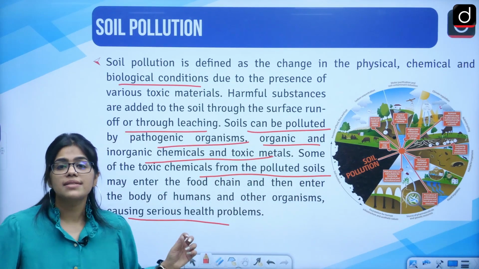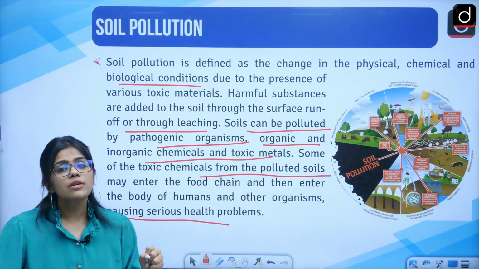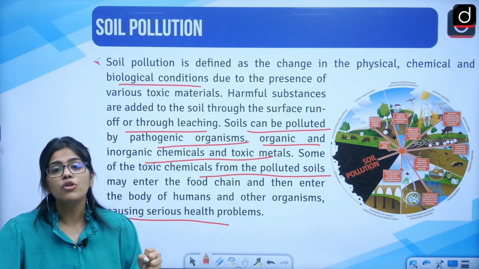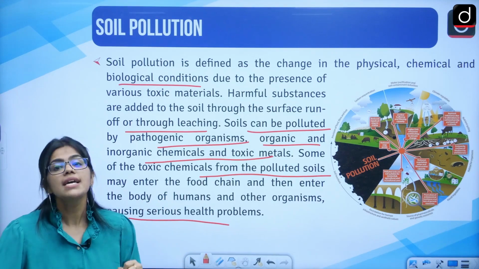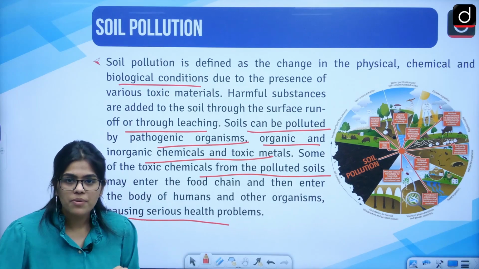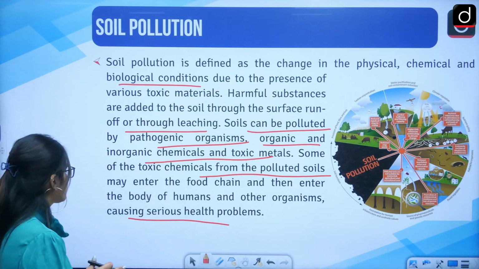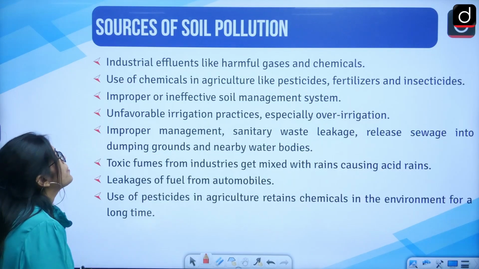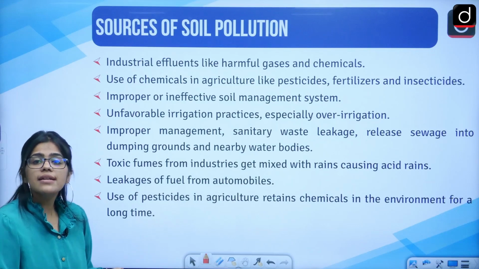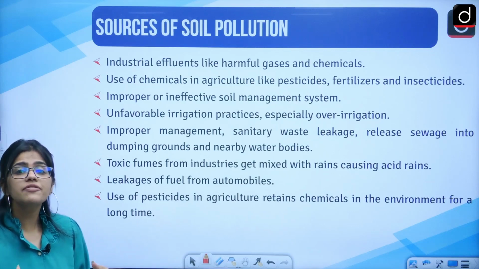Hence, it is advisable to protect the soil. Otherwise, the soil will lose its own nutrients, its own fertility, and can cause a lot of problems. Leaching can also be a major problem from which the soil can lose its own properties. How can the soil get polluted? What are the different sources?